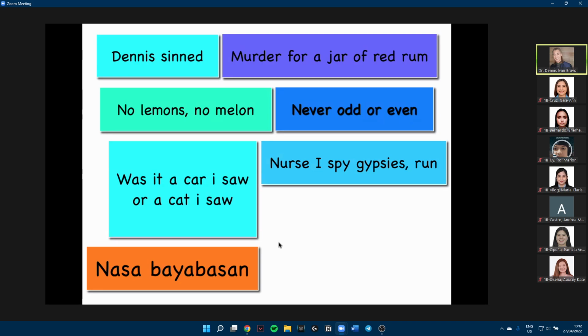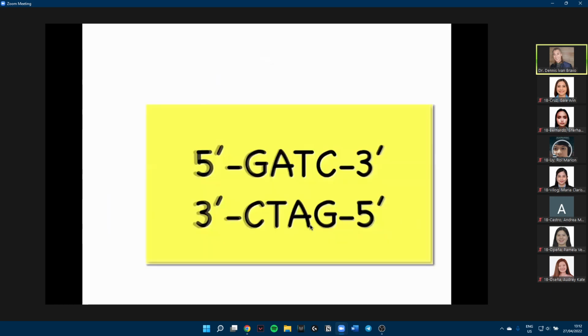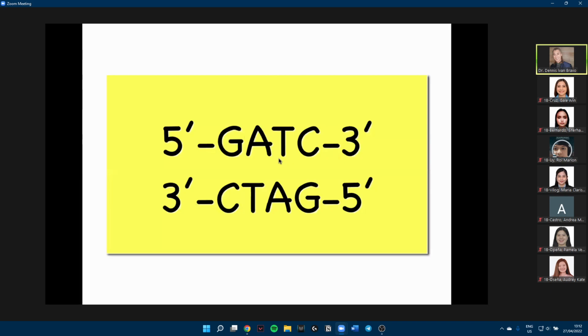Now let's apply this concept to a DNA sequence. The classic example of a palindrome is GATC. You might be wondering, why is this a palindrome? Now remember that DNA sequence should always be read in the 5' to 3' direction.